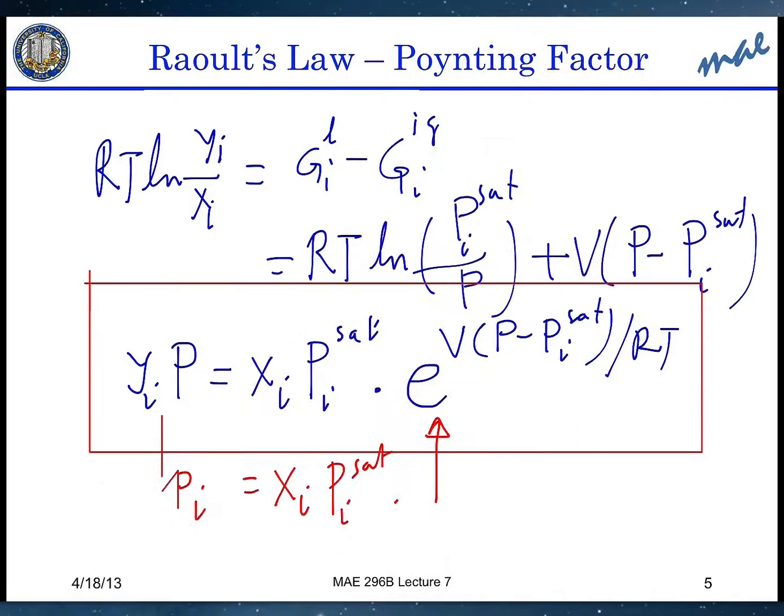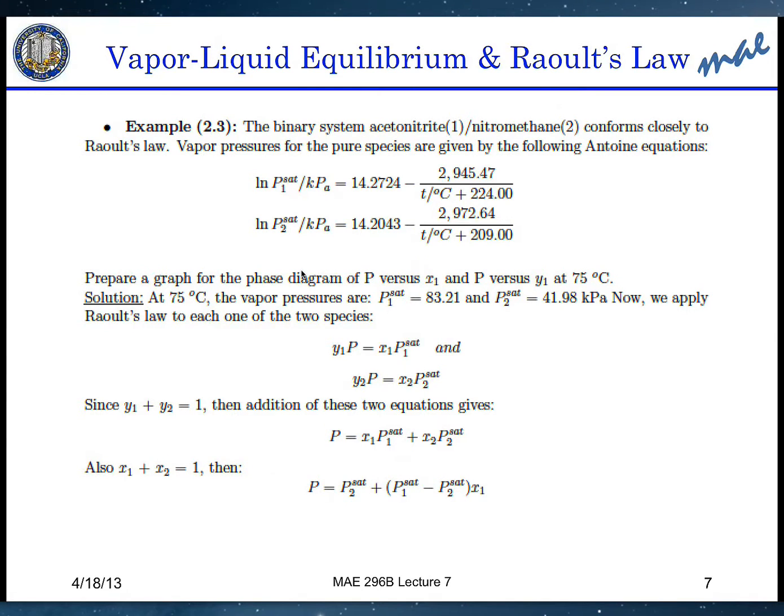So given that we know a pressure, any given pressure, and given that we know their saturation pressures independently in their pure, unmixed state, the question is, what are their fractional concentrations in the mix? So I'm going to work on this example and see what we come up with. We have the example worked out here.